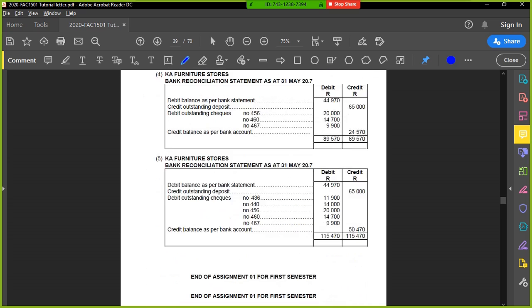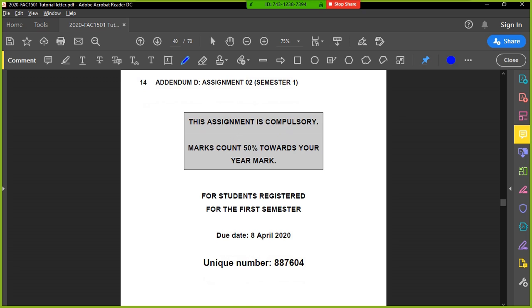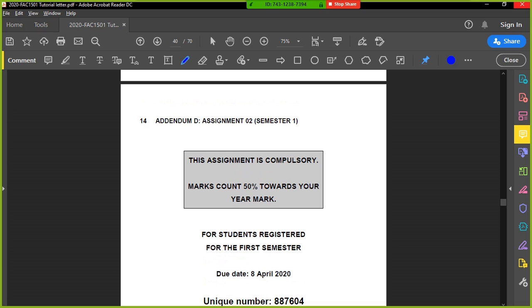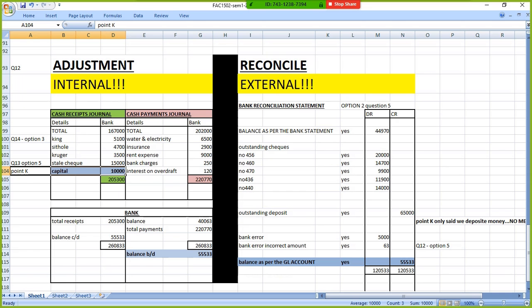Let me just check how long this other question is, because if we can do one more, that'll be great. At least then you can see the bank recon. Are you happy with this assignment? Yes, yeah, that was a big help. Thank you. Okay, let's save that. All right, that helps.